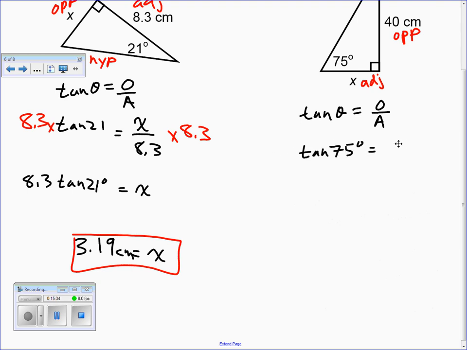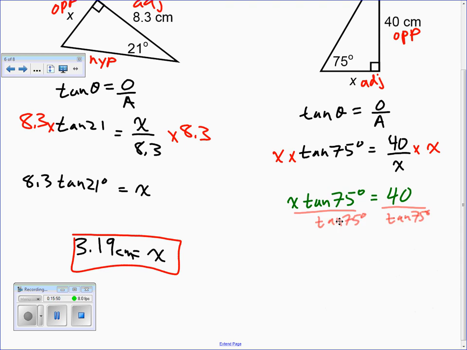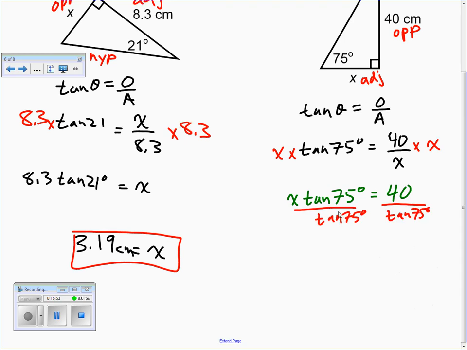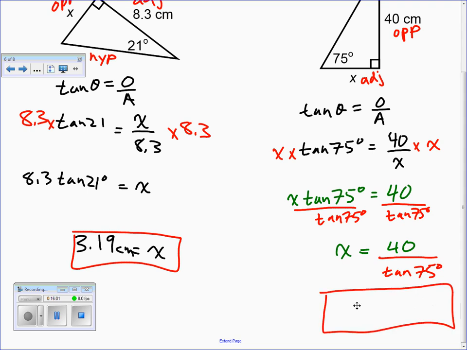tan of 75 is equal to 40 over x. But now x is on the bottom of this, so we're going to have to multiply both sides by x. In doing so, you're going to end up with x tan 75 is equal to 40. Now we're going to divide both sides by tan 75 to get rid of the tan 75 that's attached to the x. So in the end, x is equal to 40 over tan 75. Punch that in your calculator, and you're going to get x is equal to 10.72 centimeters.